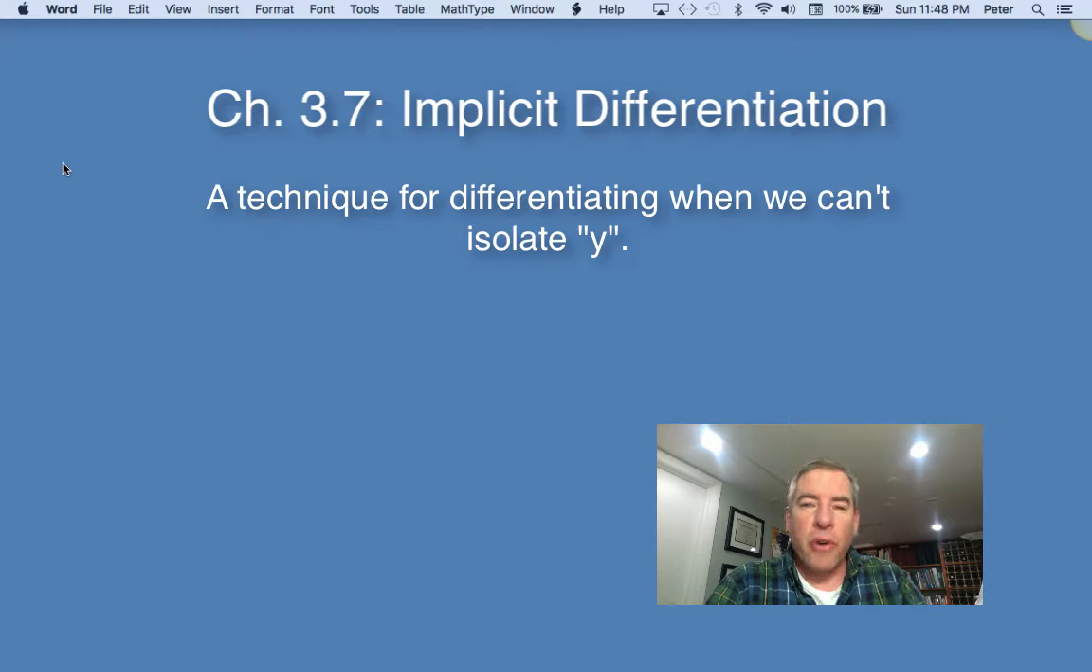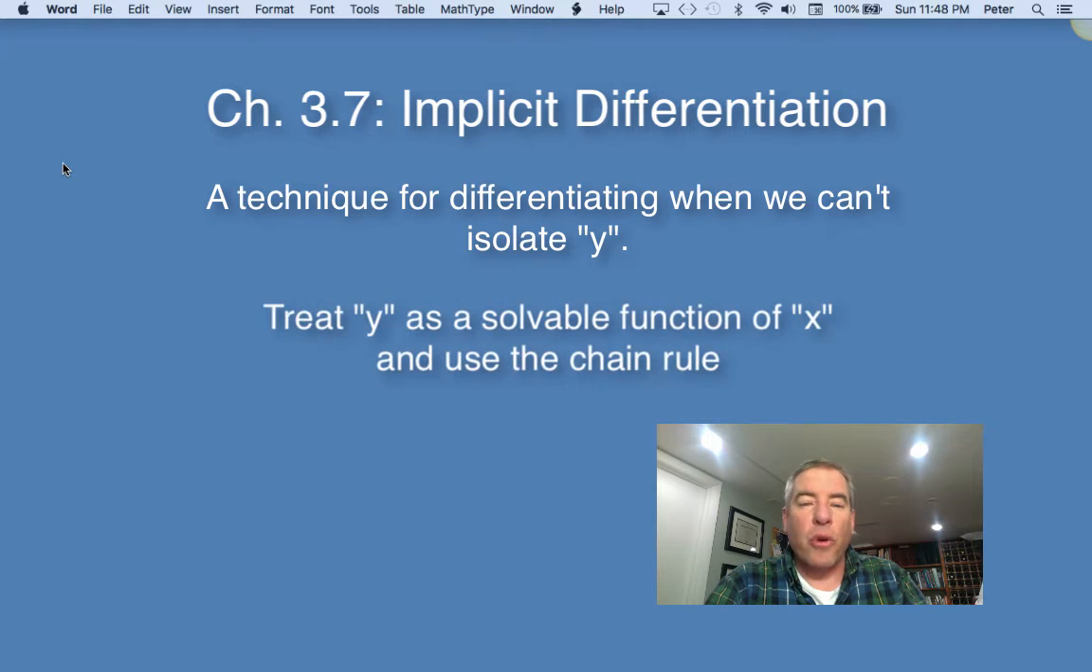We use this implicit differentiation method, and we treat y as if it were a function that we could solve in terms of x, and we use the chain rule on it. So pay careful attention to the examples I show and how I do them, and take good notes. If you have any questions, we'll be going over it in class.